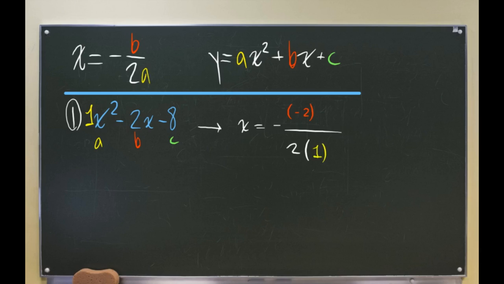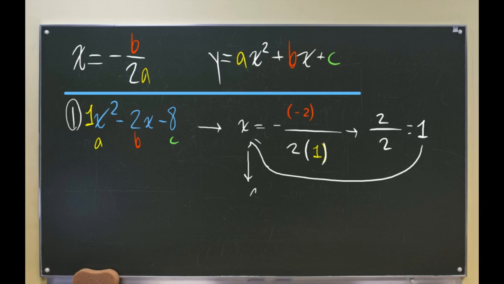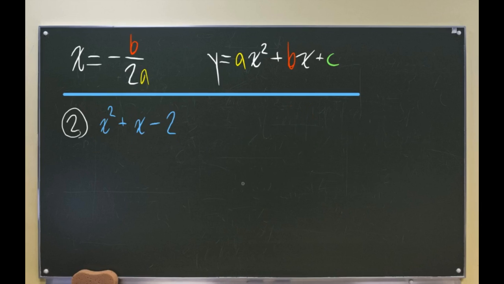So on the top, we know that a negative times a negative is a positive. So we have positive 2 on top. 2 times 1 is 2. So we have 2 in the denominator. Finally, 2 divided by 2 is equal to 1. Okay, so now we have to put it back with the x. So we can just say x equals 1 is our axis of symmetry. All right, try this one on your own.